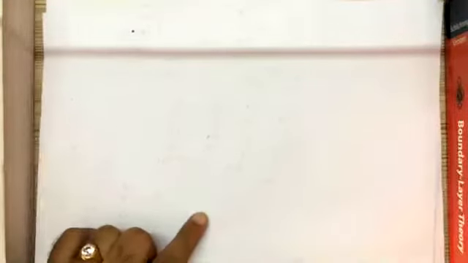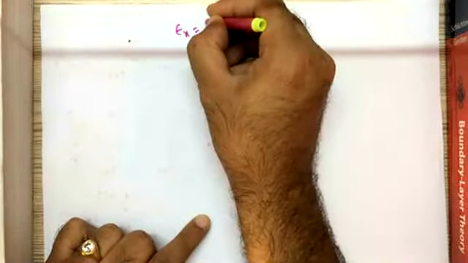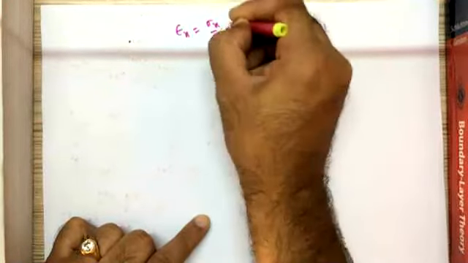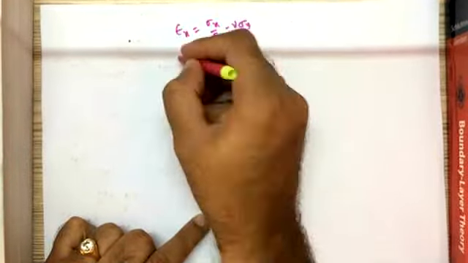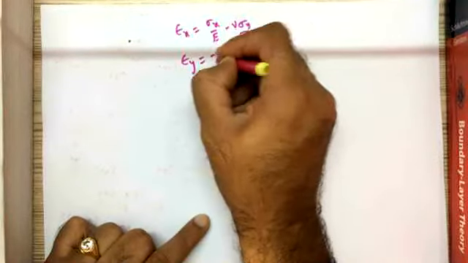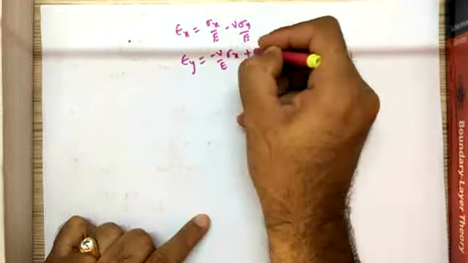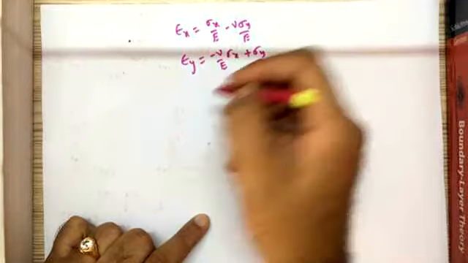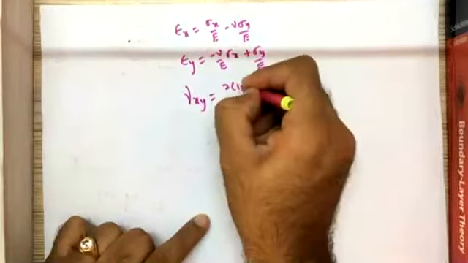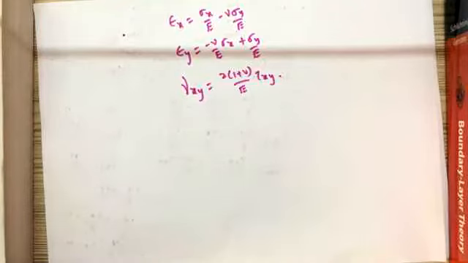So what are the equations we got now? Epsilon x is equal to sigma x by E minus nu sigma y by E. Epsilon y is equal to, I'll first write the x term, minus nu by E into sigma x plus sigma y by E. Gamma xy is equal to 1 by G, which is 2 into 1 plus nu by E into tau xy.